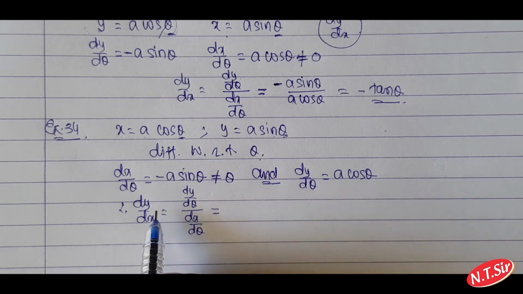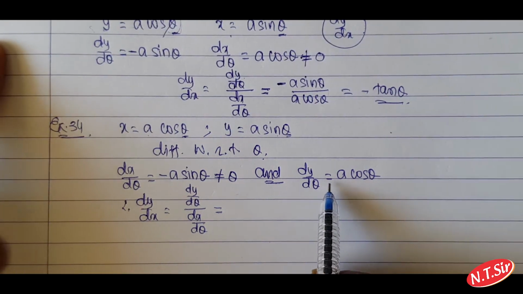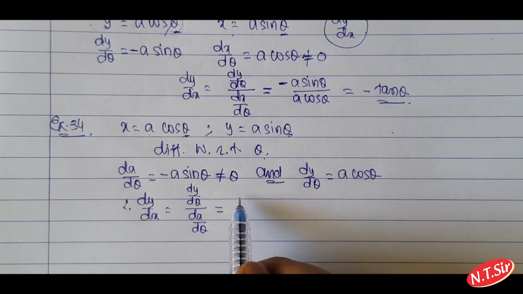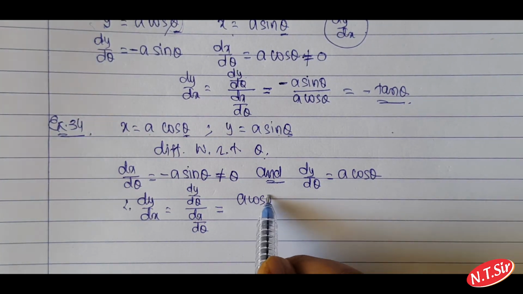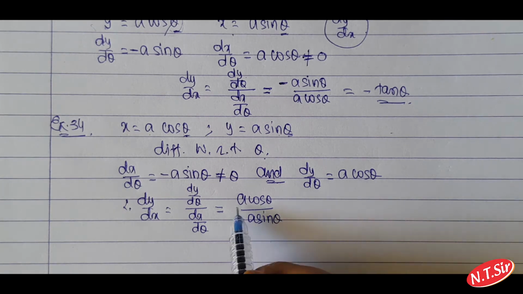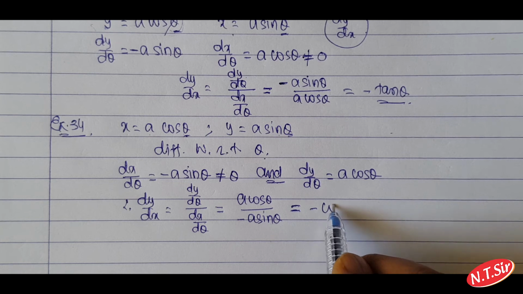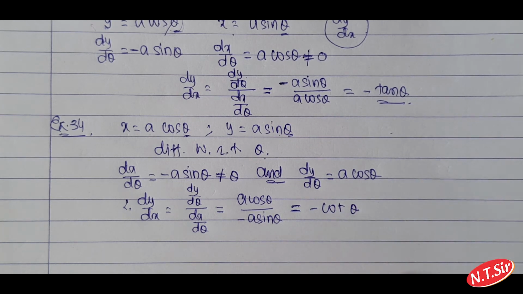So now dy by d theta is, see, this is dx by d theta and here is dy by d theta. So what is your answer? a cos theta upon minus a sin theta, a will cut, so cos upon sin is minus cot theta, minus cot theta.